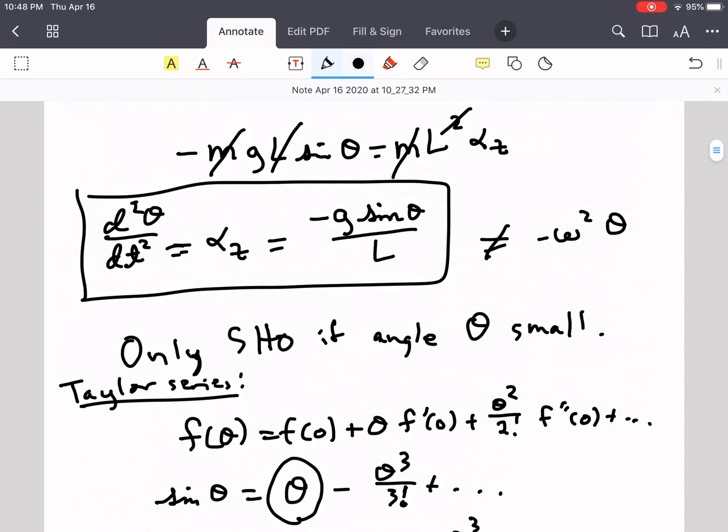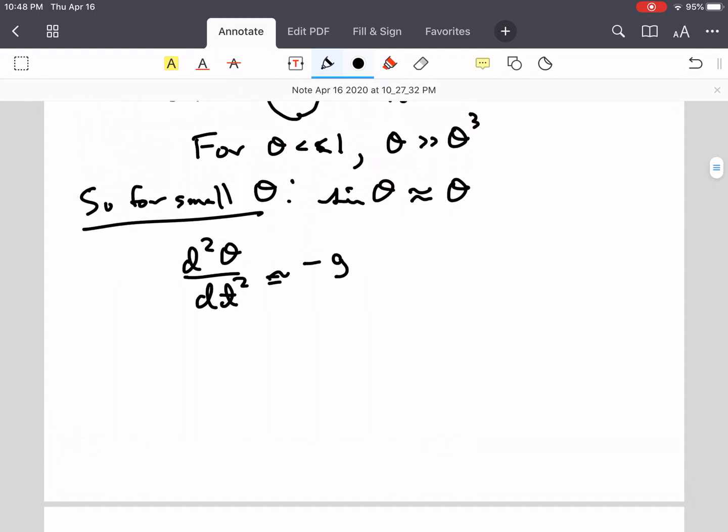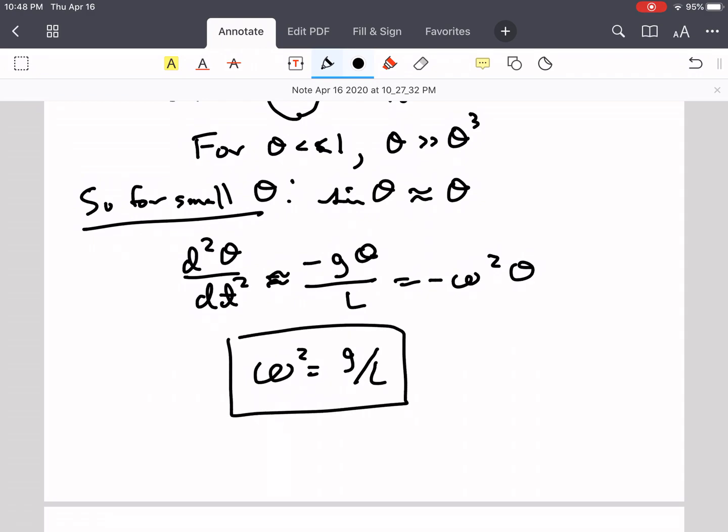Let's go ahead and plug that in to our equation of motion. And what we get is d squared theta dt squared is now equal to negative g sine theta, which becomes approximately theta, divided by L. And lo and behold, this is indeed negative omega squared times theta with the identification that omega squared is g divided by L. So that is why pendula exhibit simple harmonic oscillatory motion. And the key point that you will need to keep in mind is this only works for small angle.